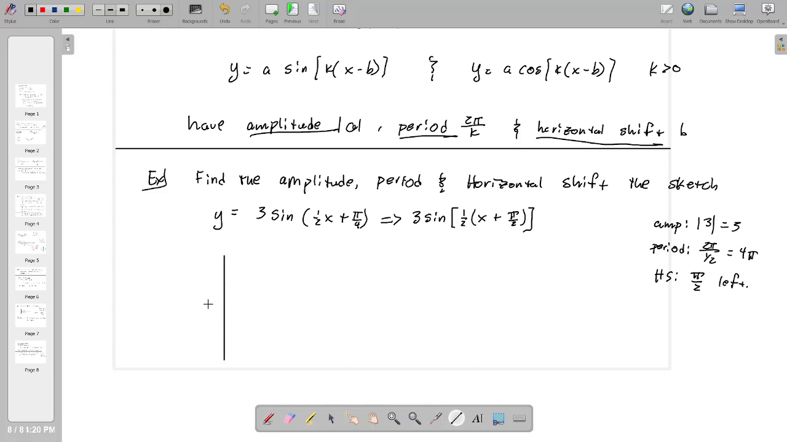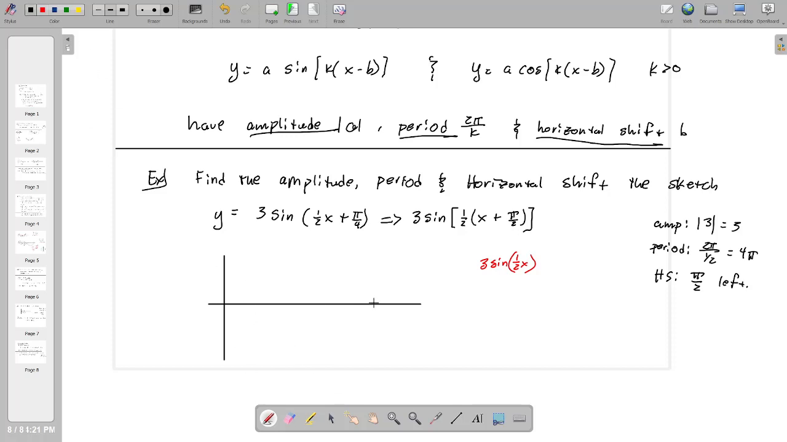So we're going to take our normal sine curve. We're going to stretch it vertically by a factor of 3. Stretch it horizontally by a factor of 2, so we get a period of 4 pi. And then we shift everything pi over 2 units to the left. So first, what I'm going to do in red is graph 3 sine 1/2 x, and then I'll shift it after.